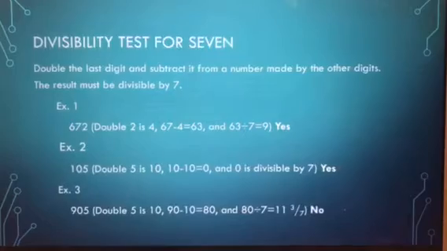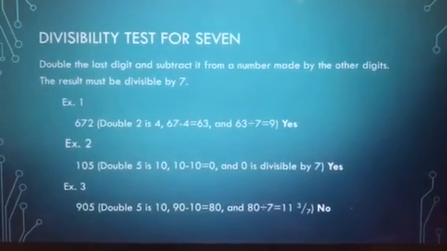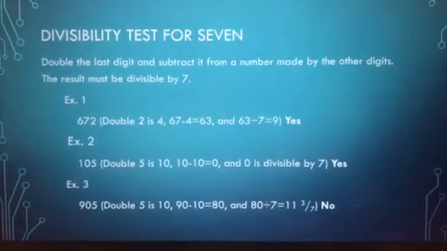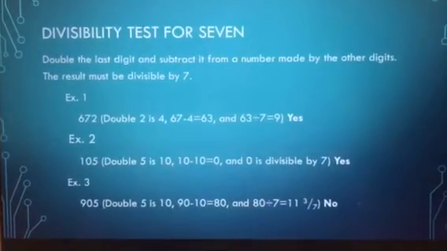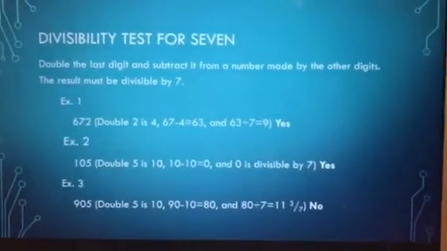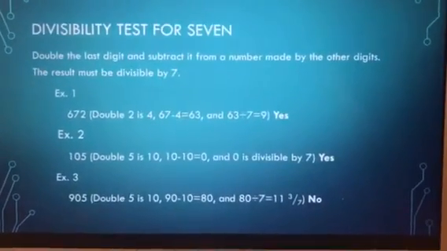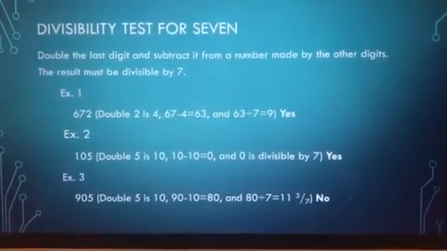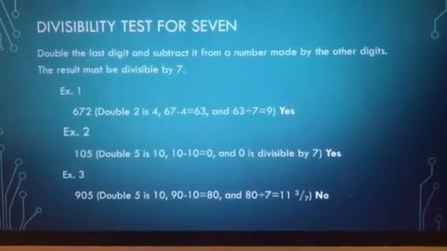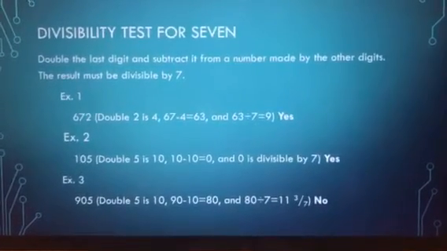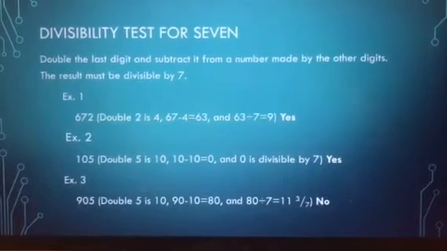Divisibility test for 7: double the last digit and subtract it from the number made by the other digits. The result must be divisible by 7. Once again, I have examples. 672: you double the 2, which is 4. 67 minus 4 is 63, and 63 divided by 7 equals 9. So the answer is yes for that one.